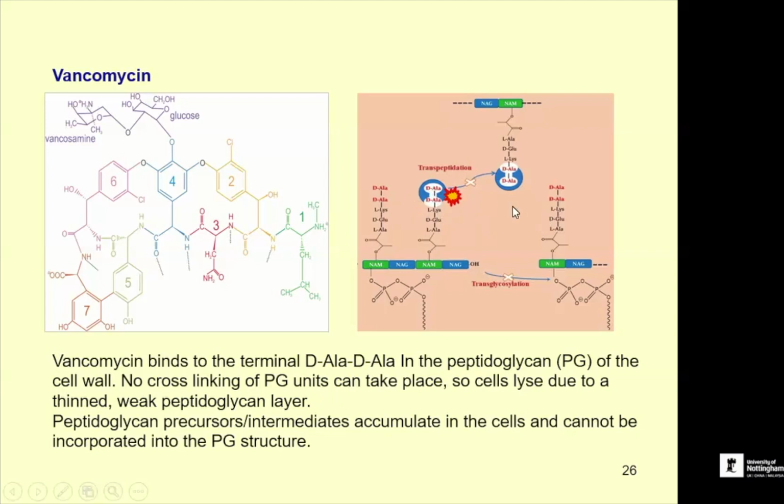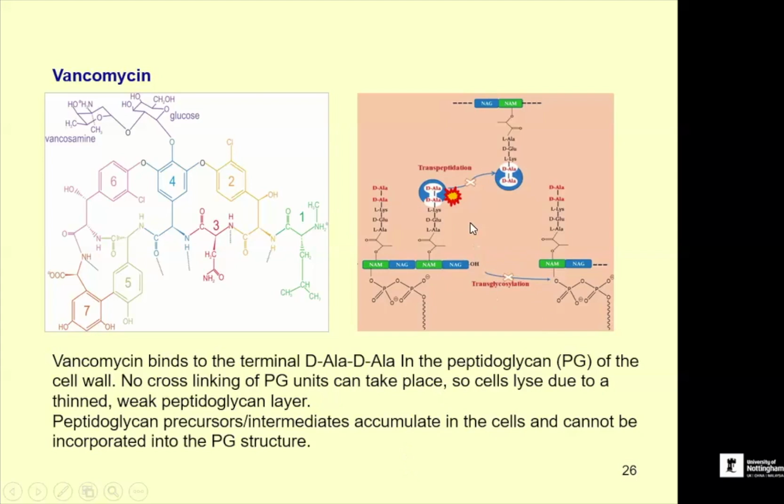So what happens is it gets weaker and weaker, and finally the peptidoglycan can't maintain the shape and the structure of the cell, and it pops. It's just an osmotic lysis of the cells. Same end effect as penicillin, but it just binds to a different place in the process. So that's what the antibiotic normally does.